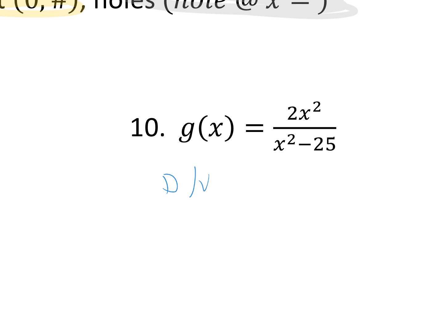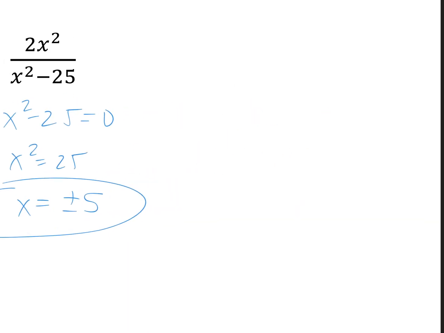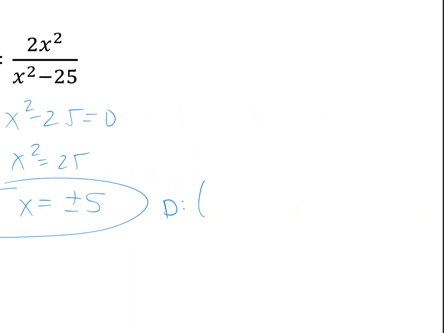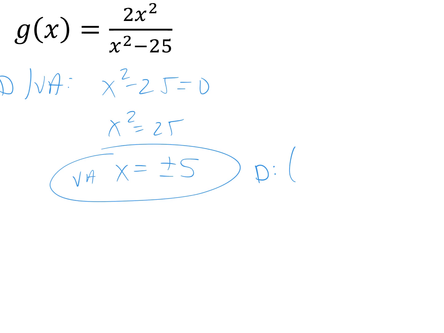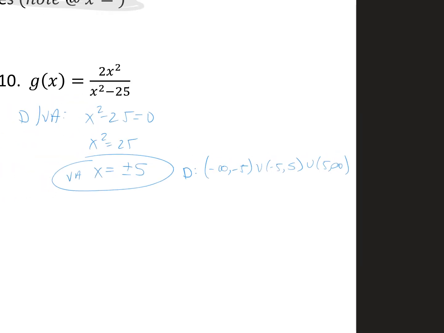Number 10, domain and vertical asymptote. Where do I look? The denominator: x squared minus 25 equals 0. x squared equals 25. So x equals what? Plus or minus 5. Your vertical asymptotes are at x equals plus or minus 5. You've just found your domain, ladies and gents. I can use any number in the world except for -5 and +5. How do I write that? Negative infinity to -5, union -5 to 5, union 5 to infinity. Perfect.